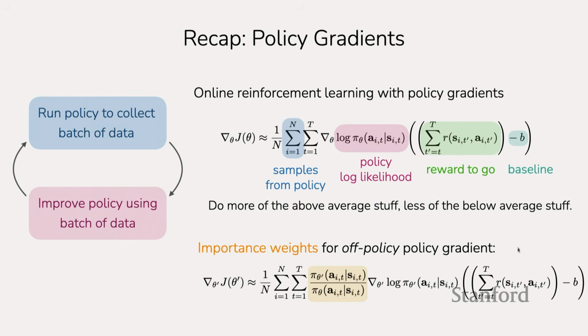And we also talked about a way, right now, everything here requires that the data be sampled from the exact policy that you're going to be taking a gradient step on. And we talked about how we can use importance weights, this term right here, in order to do multiple gradient steps so that we don't have to collect a new batch of data every single time we want to take one gradient step.